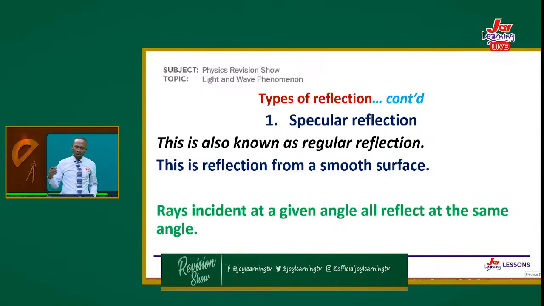Now, this occurs on a smooth surface. So when a light ray is incident on a smooth surface, the kind of reflection that occurs is regular or specular reflection. What happens is that the light rays that are incident at a given angle all reflect at the same angle. So you're going to have, let's say, a parallel beam of light incident on a smooth surface, producing a parallel reflected beam of light. We can take an illustration of that.